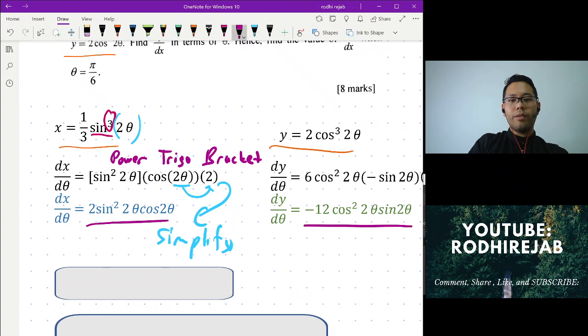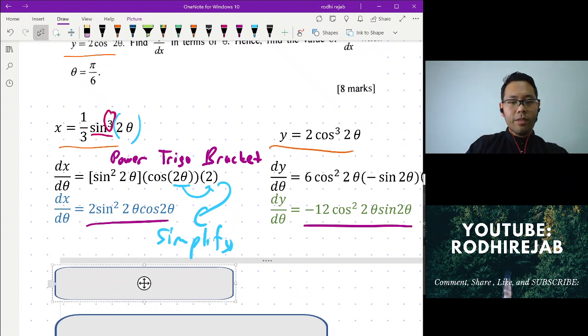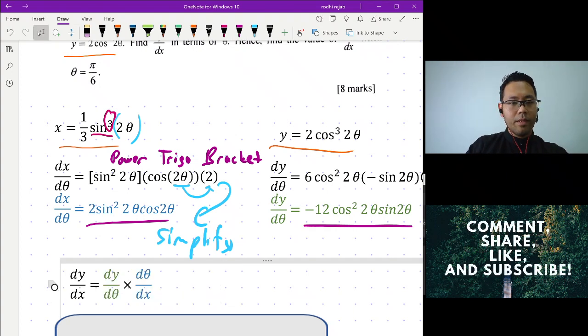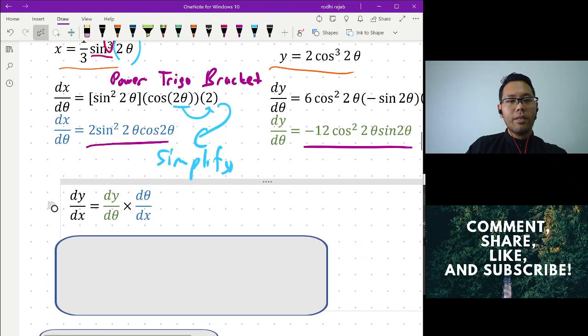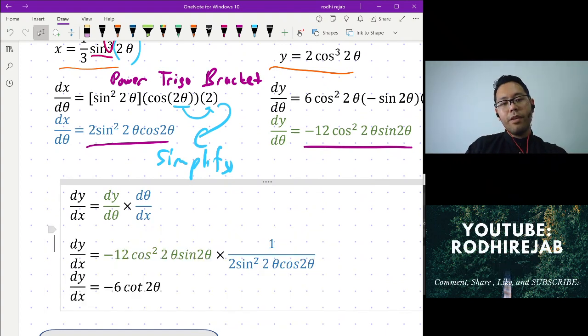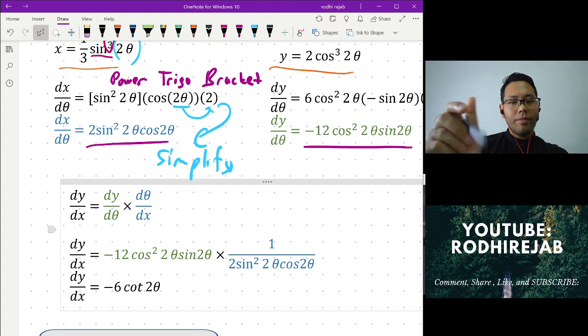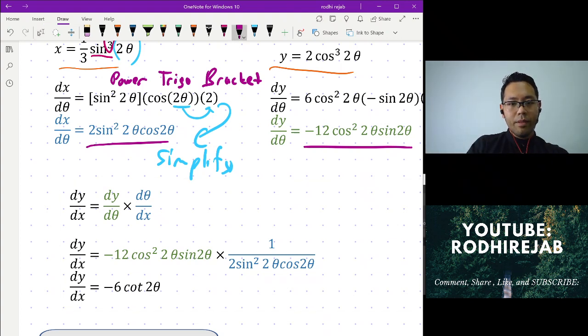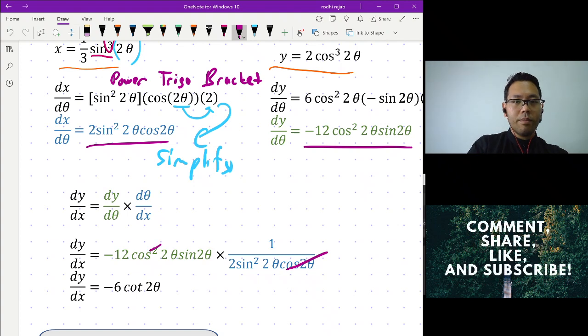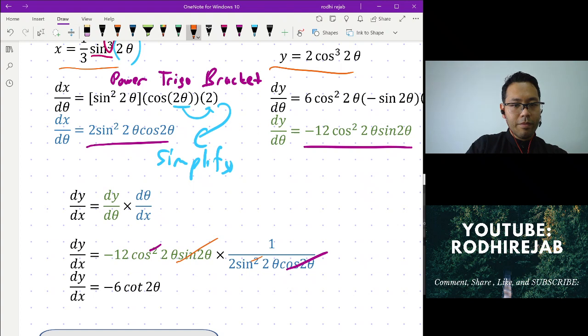So what should you do with it? Well, we want to get dy/dx. dy/dx is dy/d theta times d theta/dx. So simply substitute it and simplify it, and you get this. But be careful with the simplification. Just this one, pop, takes one off, and sine cancels with sine theta. And then you can simplify further.